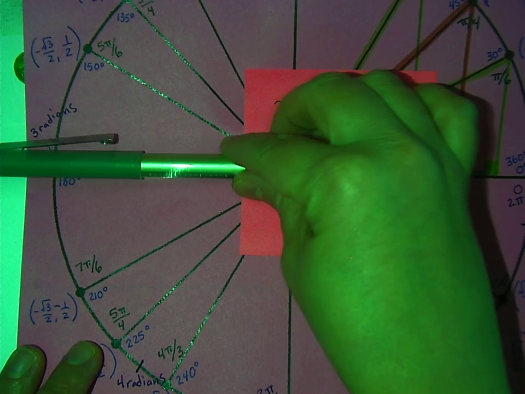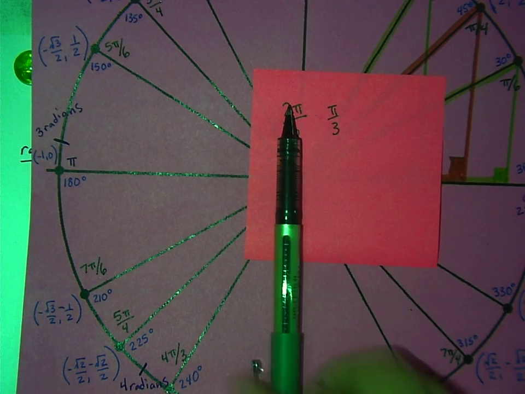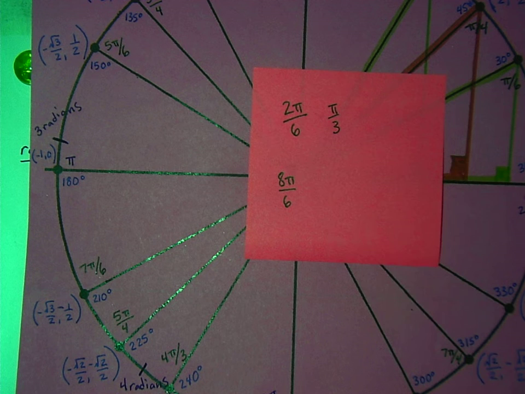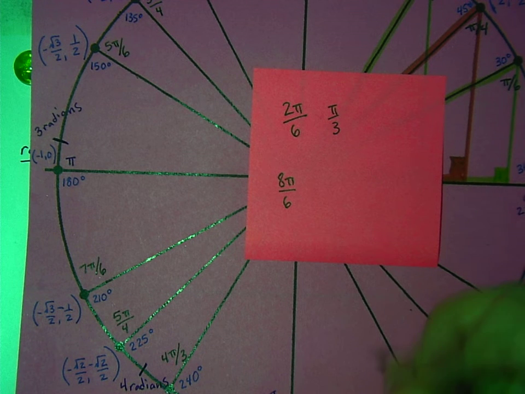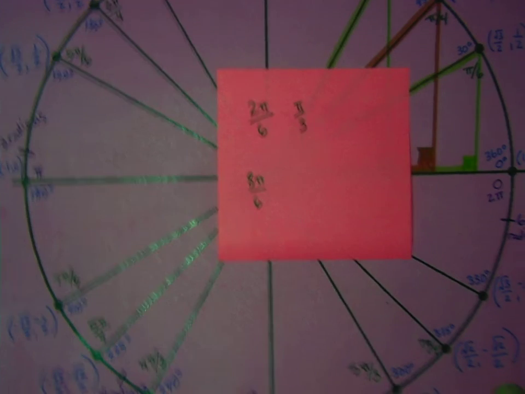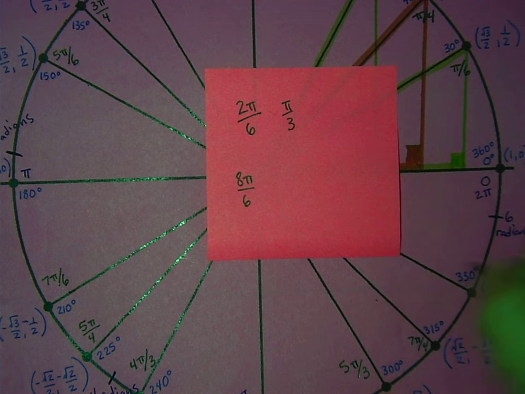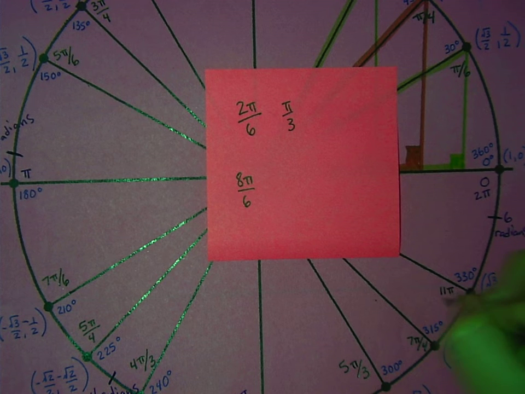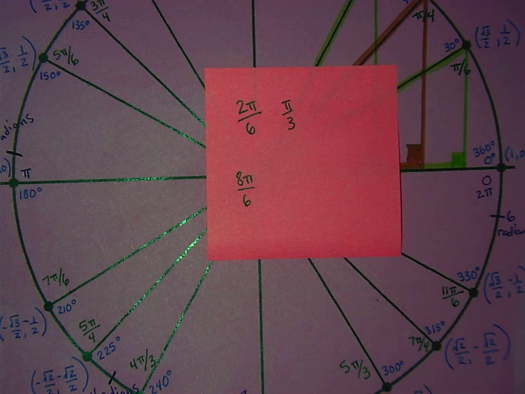This was 6/6, 7/6, 8/6. Straight down is 9/6, which makes sense because that's 3 over 2. 300 is 10 sixths, which reduces to 5 pi over 3. What's 330? 11 pi over 6, or 11 sixths. Then it ends up with 2 pi, which is 12 pi over 6.